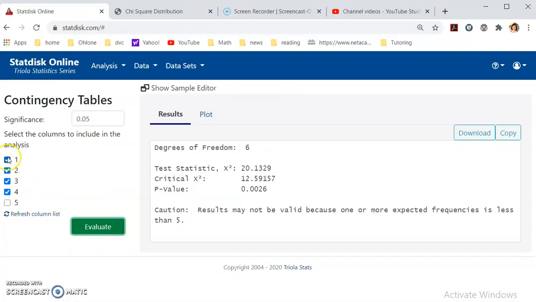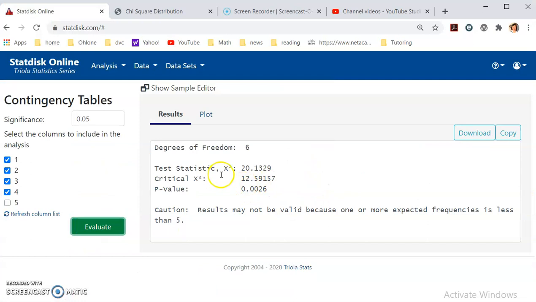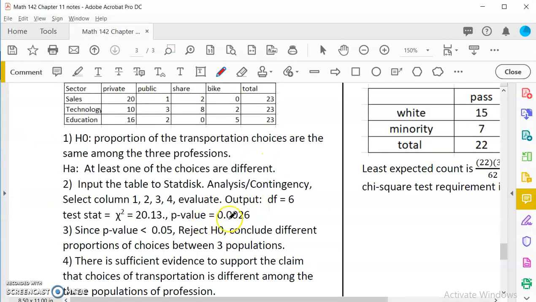So remember, you have to click all the columns. Sometimes you don't see them. And then chi-square is 20.13. Yes, we evaluate again. 20.13, degree of freedom 6, and p-value 0.0026.